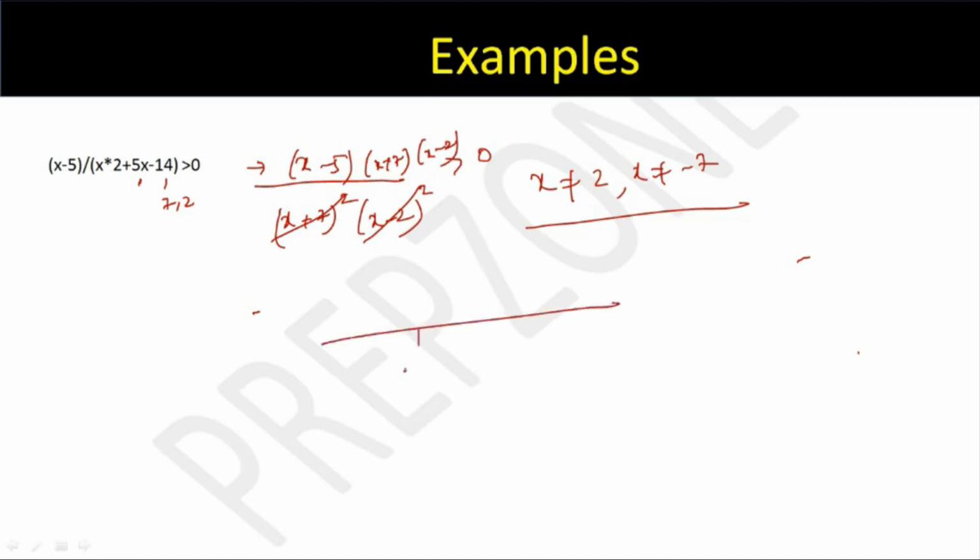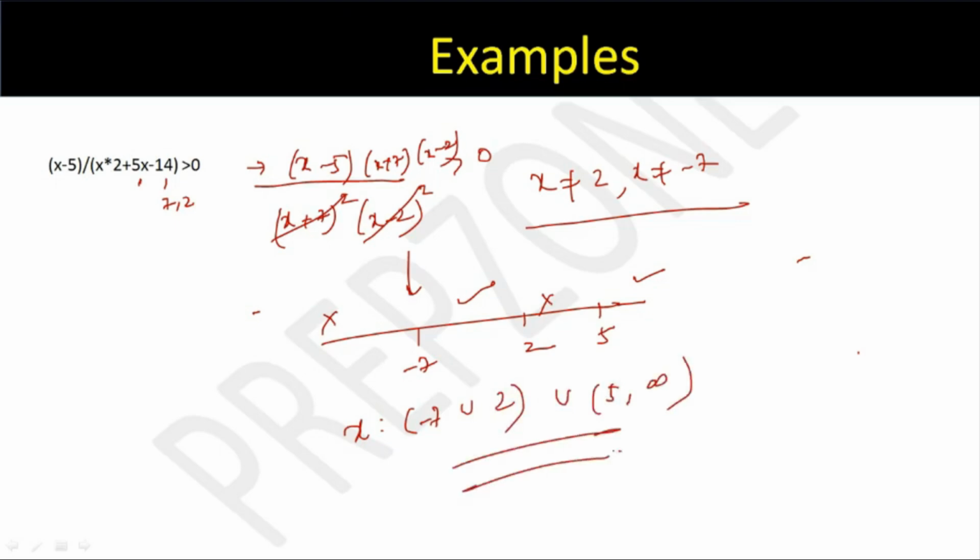So now you just plot it: -7, 2, and 5. While plotting, please take care to arrange it sequentially. Minus 7 will be first, right? It is greater than 0. So you start with this is not there, then this is not there, right? So the answer is: minus 7 is not included, union 2, union 5 comma infinity. That becomes your answer. Clear, everyone? So that covers the basics of inequality.